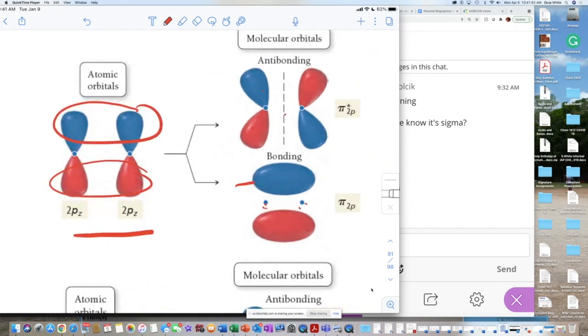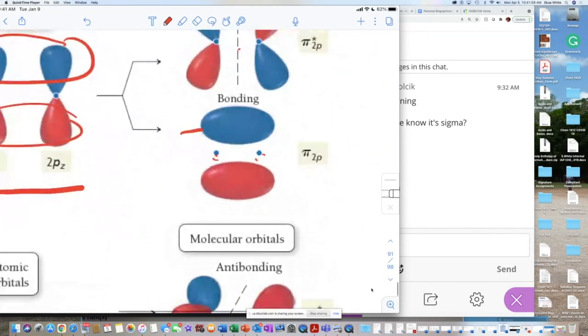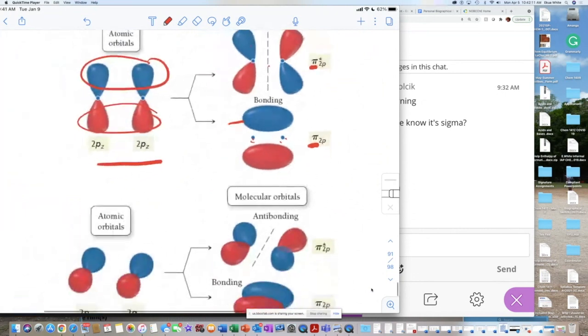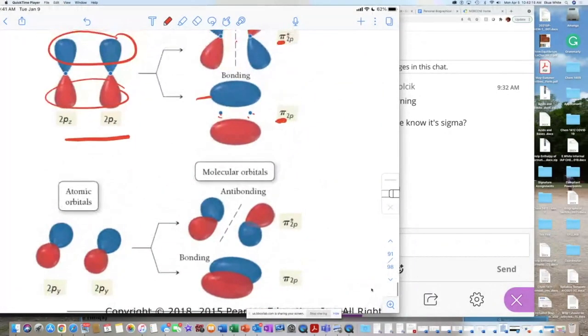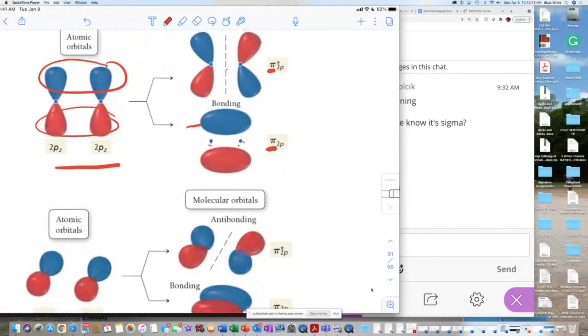Once again, it's almost like they repel each other, right? Because of the way they're oriented, they're out of sync with each other. So here we see the pi interaction. This is pi bonding, and then pi antibonding. Okay, and this is a pz, this is a py. py, same thing that we're seeing here, just lying differently.